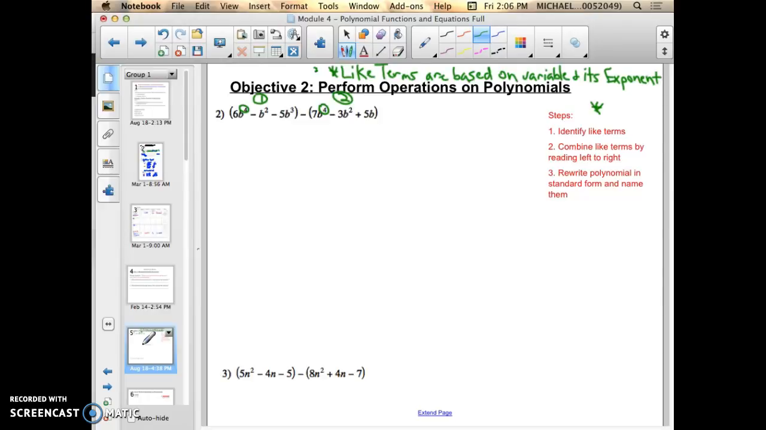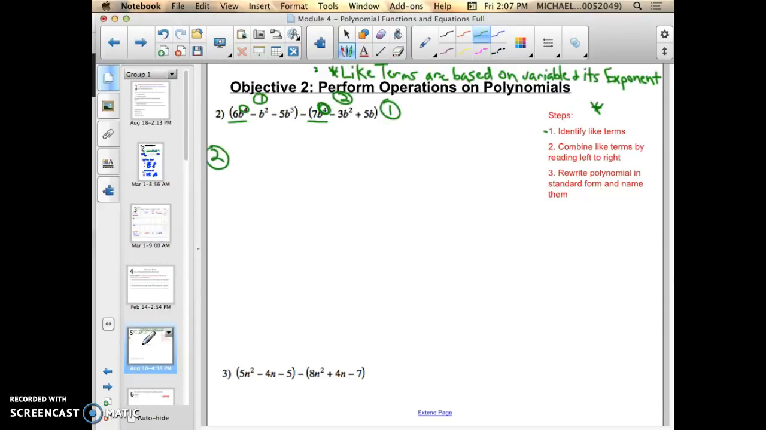The first leftmost term is 6b to the 4th. I'm going to see in step 1 if it has a like term in polynomial 2. So for 6b to the 4th, I need to look in polynomial 2 at the variable and the power of the terms. In this case, there is a b to the 4th over here as well, and it's 7b to the 4th. So 6b to the 4th does indeed have a like term. This is step 1 up here that I'm working through, and I'll also be interchanging with step 2 along the way.